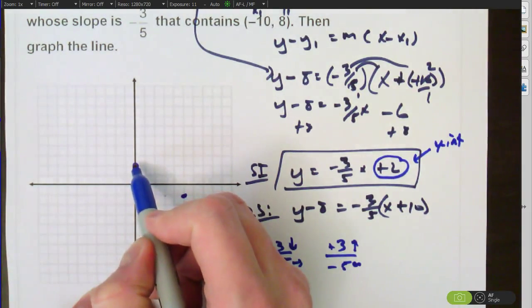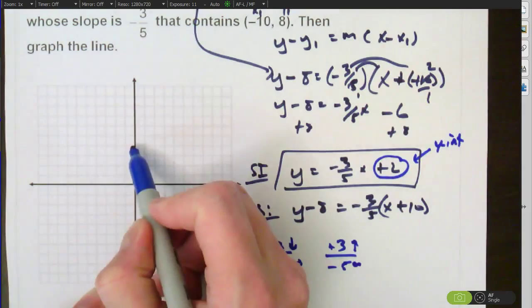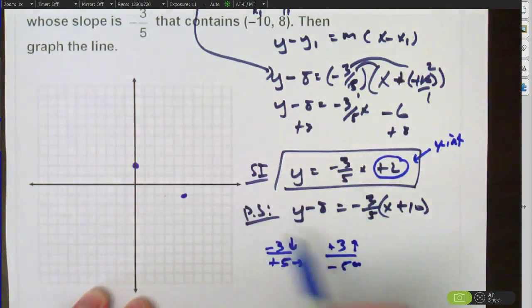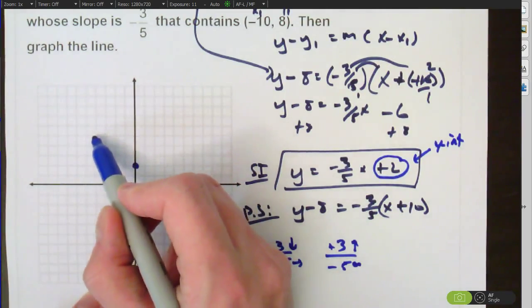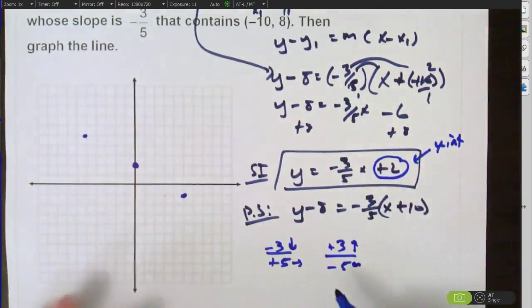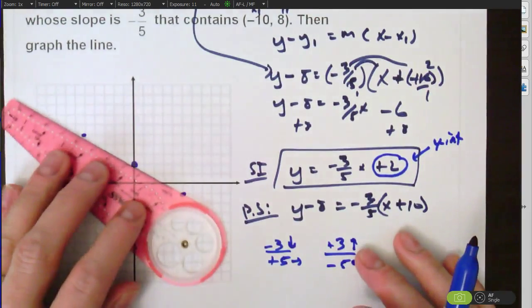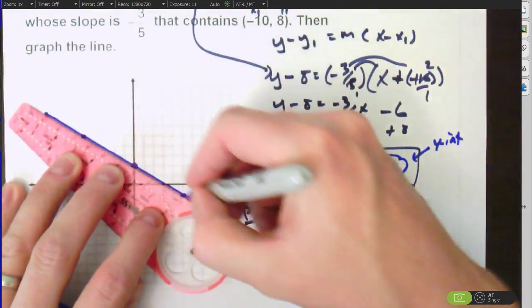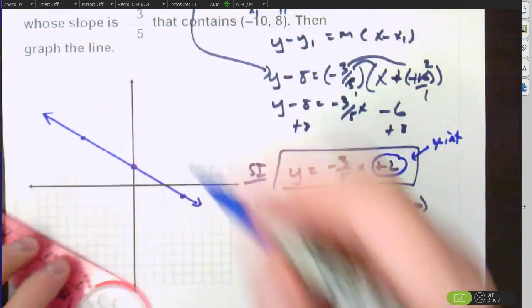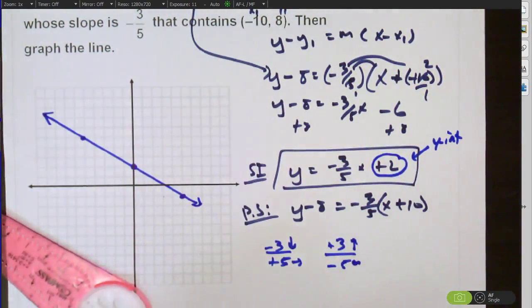And again, you go back to the y-intercept to start the second point. Technically the third, because we've already got 2, but the second point for the slope. You go up 1, 2, 3, left 1, 2, 3, 4, 5, and then graph our line. There we go. All right.